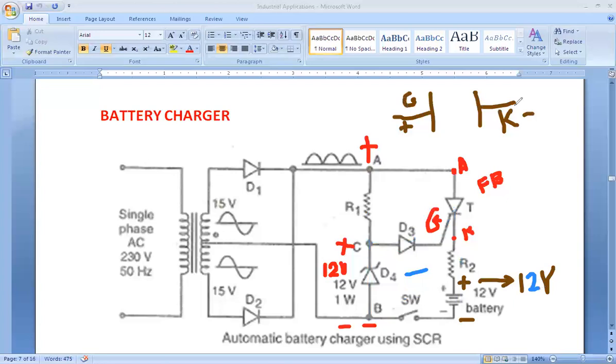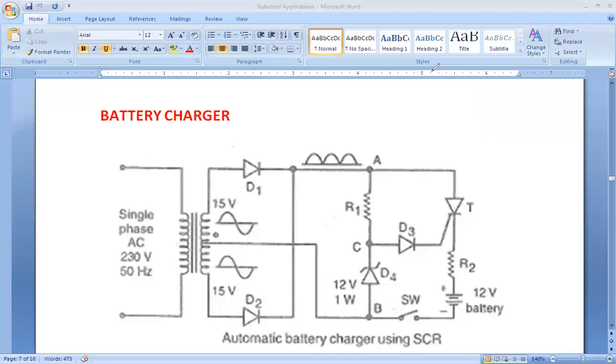If you have any query, please raise your query so that you will get the proper information about the automatic battery charger. You can also make this circuit at your own place to charge your batteries, like vehicle batteries or UPS batteries also. Okay, so this is all about the battery charger. Thank you very much.